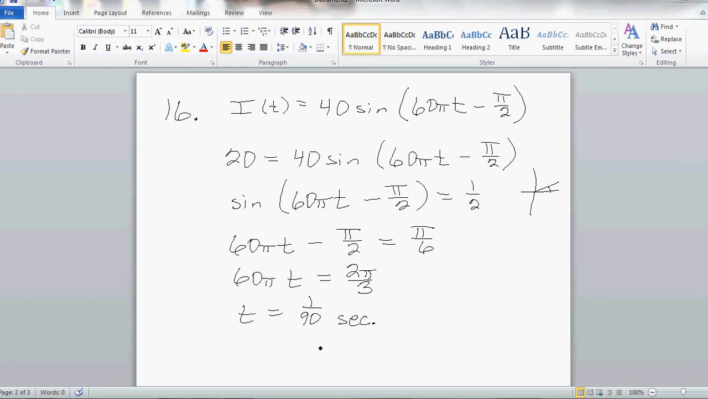Now I do want to warn you that the problem does say round to 3 places if necessary. It was not necessary, and nor was it one of the exceptions. So the answer is 1/90th.